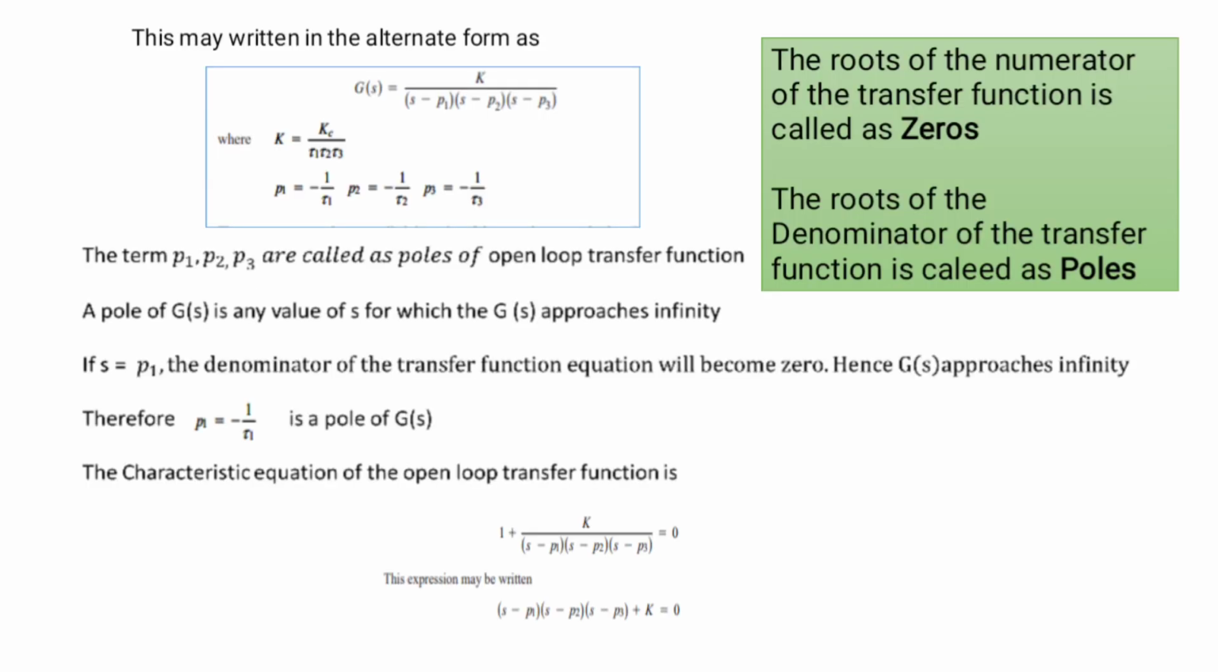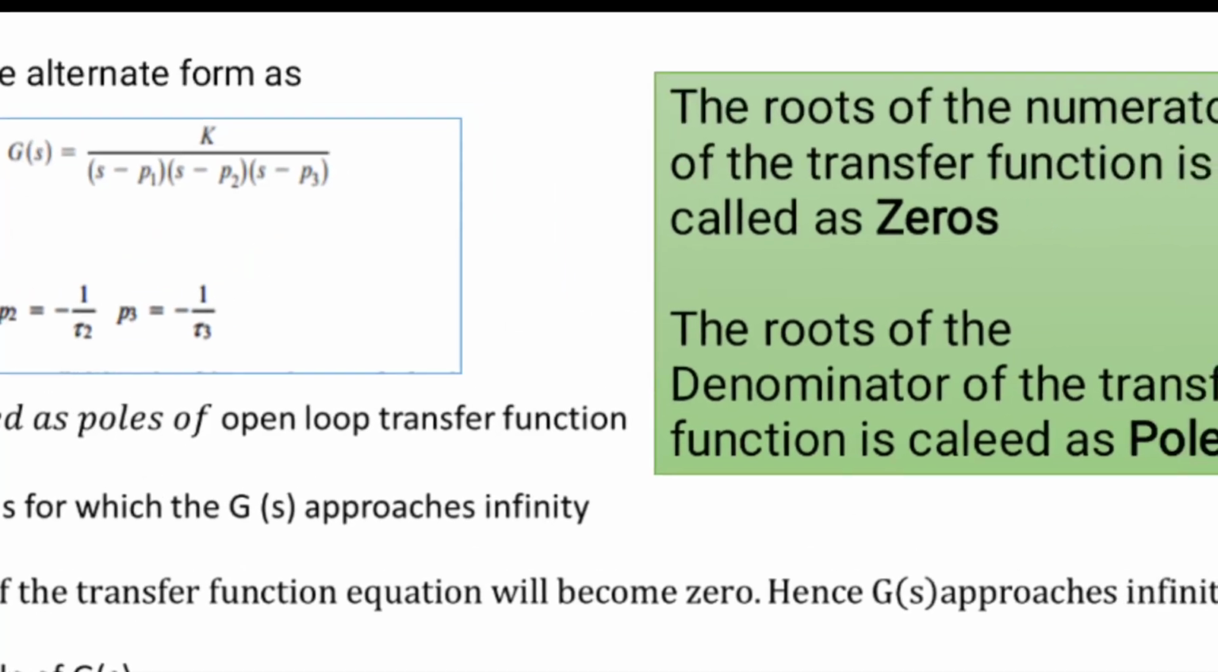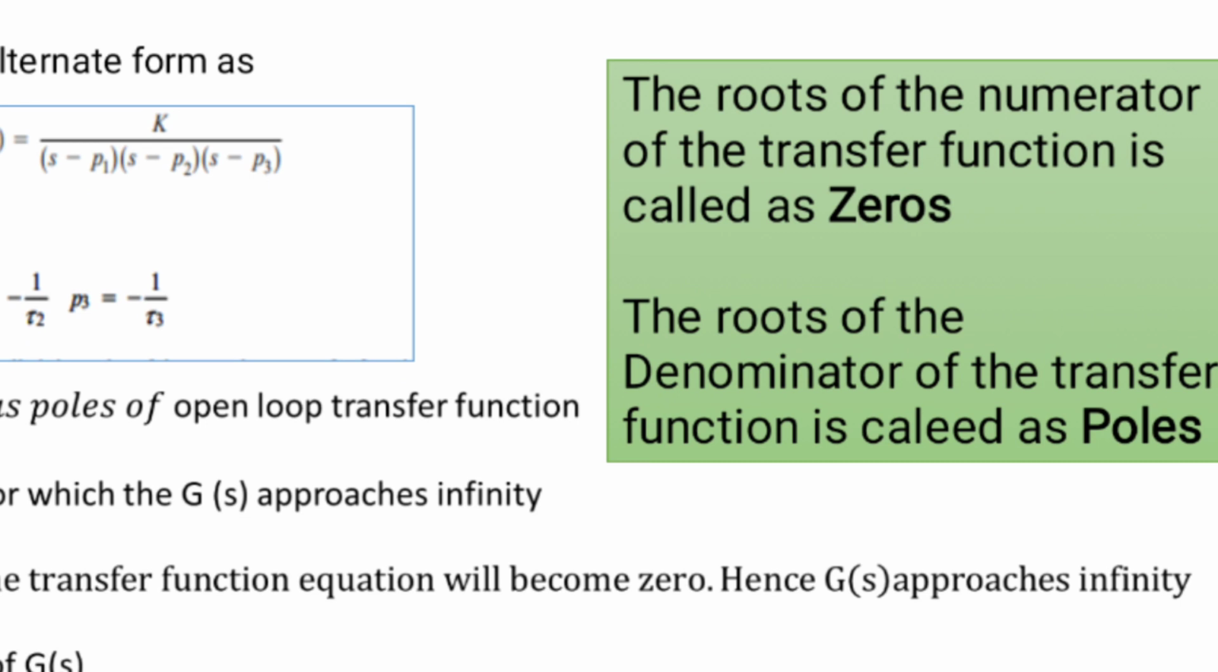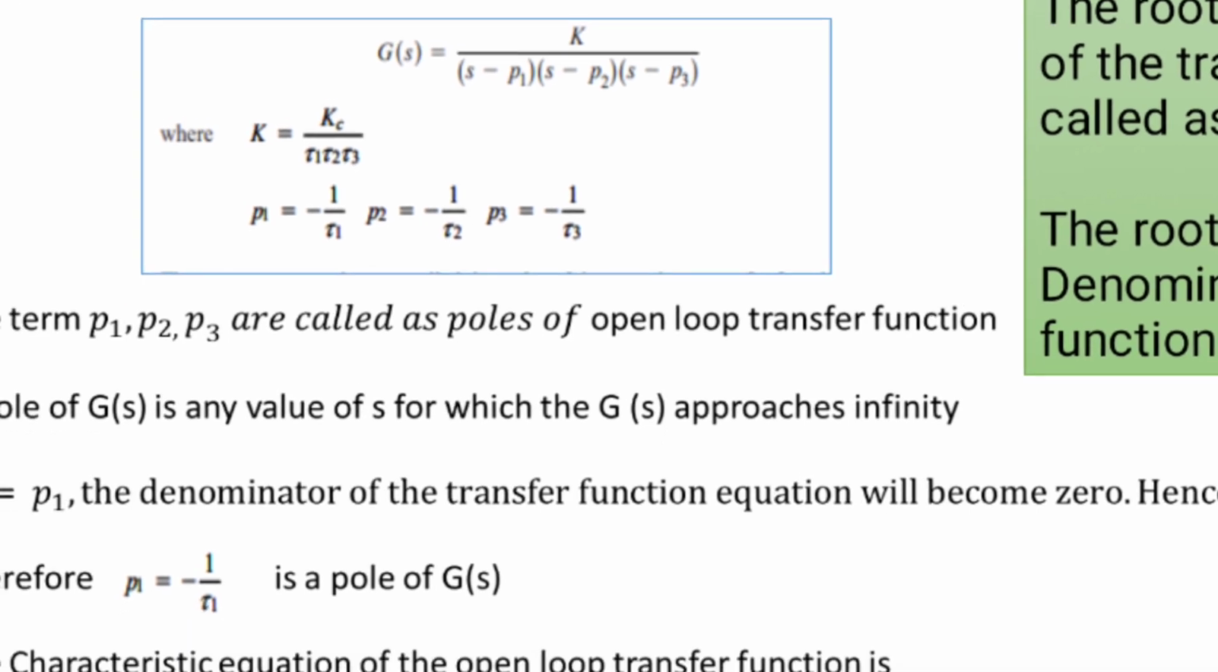Now we rewrite it in the alternate form G of s equals K divided by (s minus p1)(s minus p2)(s minus p3), where K equals Kc divided by tau 1 tau 2 tau 3. So p1 is a pole. What is meant by poles and zeros? The roots of the numerator of the transfer function are called zeros. The roots of the denominator of the transfer function are called poles. Here there are no zeros in this equation. We have three poles, p1, p2 and p3.